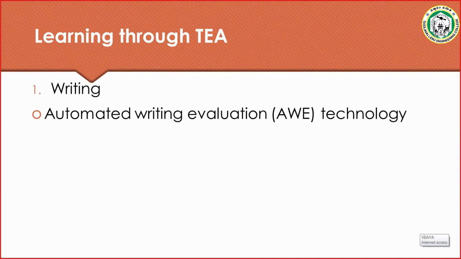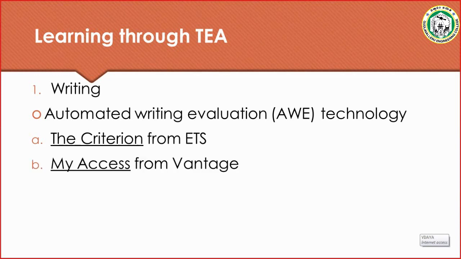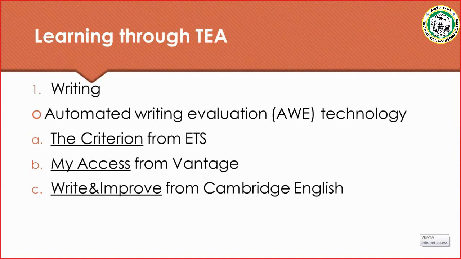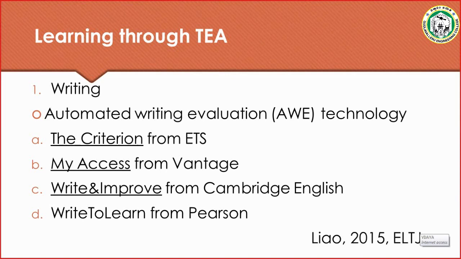The two most common AWEs used in Asian classrooms are the Criterion from ETS and MyAccess from Vantage. ETS, as you know, is the Educational Testing Service, the international testing body, which is well known for its famous international test, TOEFL. The Criterion, I'm going to talk about this one, is a web-based instructor-led writing tool that helps students plan, write, and revise their essays. It gives them immediate diagnostic feedback and more opportunities to practice writing at their own pace. There are two more which I have listed: Write and Improve from Cambridge English and Write to Learn from Pearson.